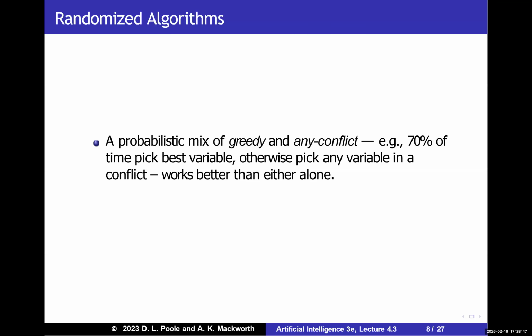Randomized algorithms introduce controlled unpredictability into the search process. Instead of always choosing the best looking move, we sometimes choose randomly among conflicting variables. For example, we might choose the best variable most of the time, but occasionally pick any conflicting variable at random. This randomness helps the algorithm escape local optima. By mixing greedy improvement with random exploration, we increase the likelihood of finding a global solution. In large search spaces, a probabilistic strategy then outperforms a purely deterministic one.